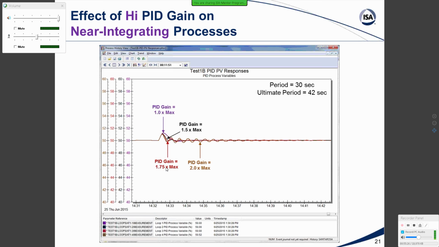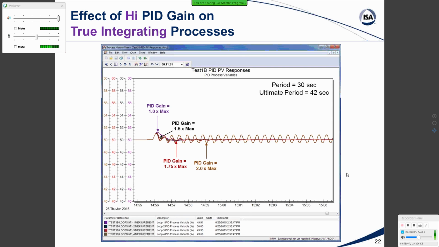If we go 75% larger, it really becomes noticeable. And then if we go twice that maximum PID gain, wow, it takes a while for it to actually decay out. But notice the amplitude here doesn't look too large.